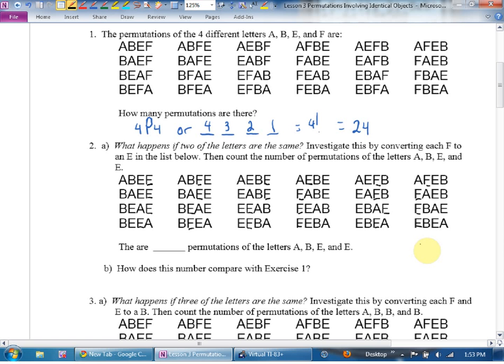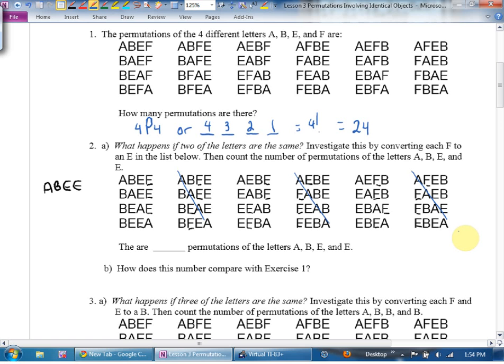How many different ways are there to mix up A, B, E, E? Well, I want you to look really closely. Do you notice this column and this column actually has the exact same words? See it? And this column and this column actually has the exact same words. And this column and this column has the exact same words. In other words, I'm going to argue that we wouldn't count those or those or those because those are the same words. We don't want to count them twice.